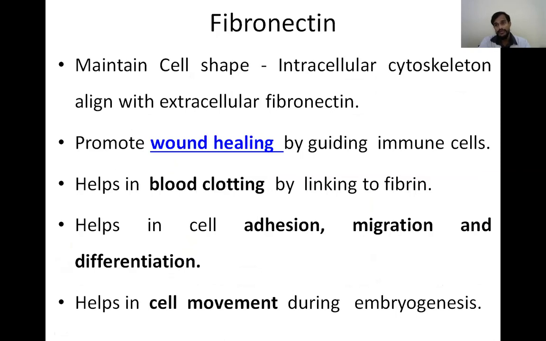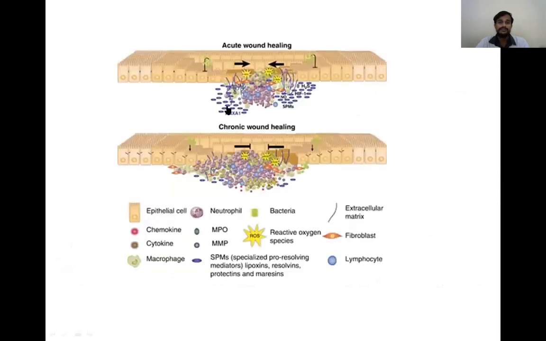And coming to the functions of adhesive molecules, fibronectin maintains cell shape. The intracellular cytoskeleton aligns with extracellular fibronectin to maintain the cell shape. And it promotes wound healing by guiding immune cells. You know, in wound healing, whether it is acute or chronic, the immune cells are needed.